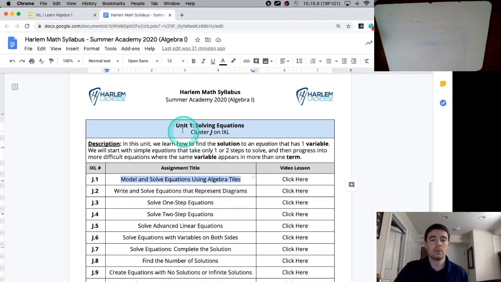So if you're looking at Unit 1, the unit on solving equations, we're going to take a look at assignment J.1 titled Model and Solve Equations Using Algebra Tiles.